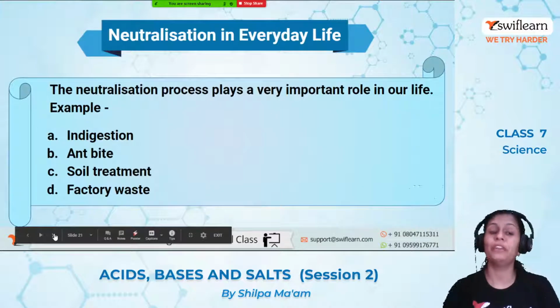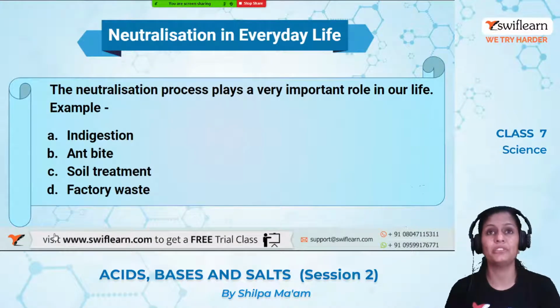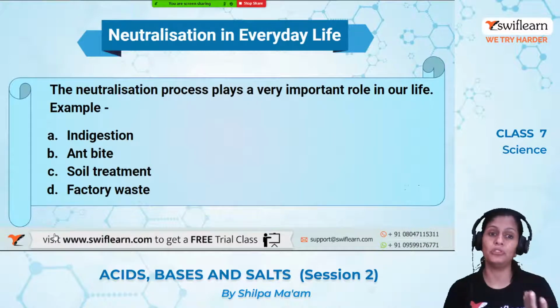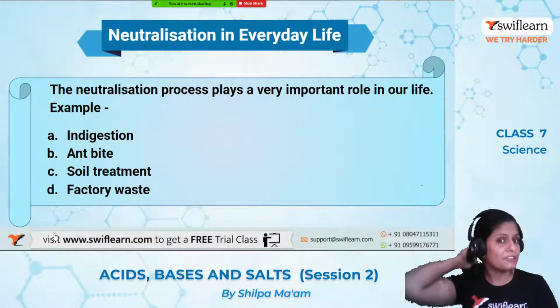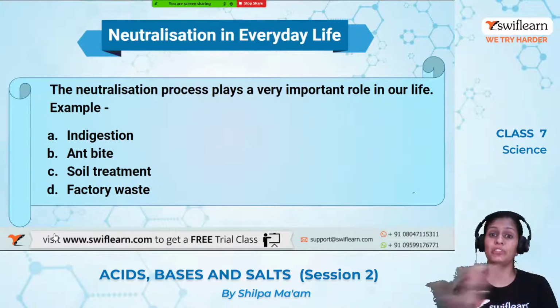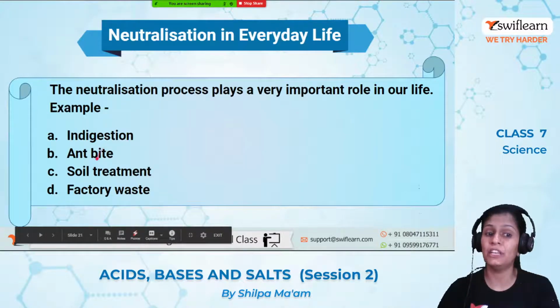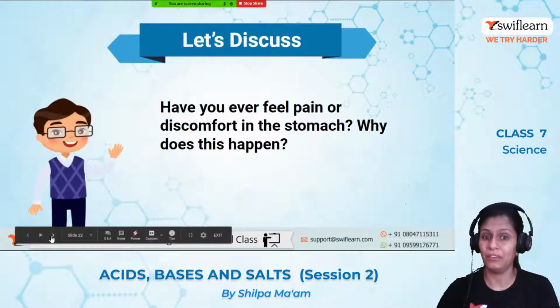Now, when we come to neutralization, we have discussed that neutralization is basically a combination where an acid is combining with a base, and then it is giving us salt. That is fine, we can use it in the laboratory. But what is it useful for in day-to-day life? Is it really useful? Do we see neutralization reactions around us? Yes, we do see them. They are basically indigestion, insect bites, soil treatment, and factory waste.